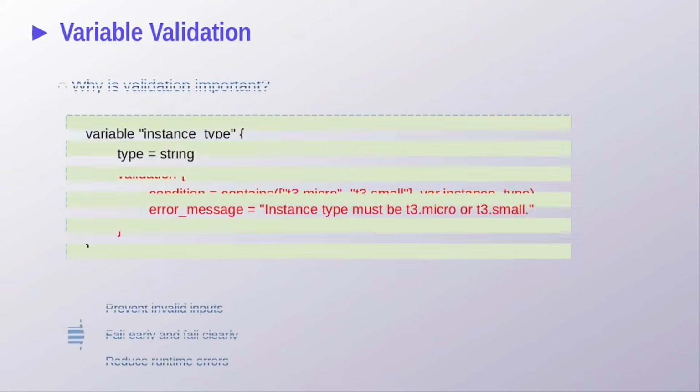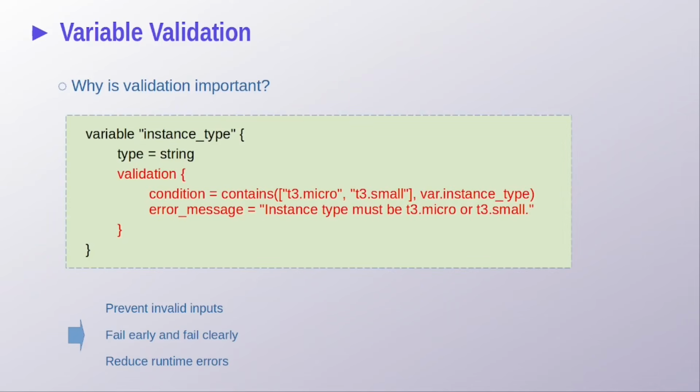Variable validation. Now let's talk about safety. What if someone passes a wrong value? What happens? Terraform finds it early. Error message. No broken infrastructure. So validation is a guardrail. Very important in a team.